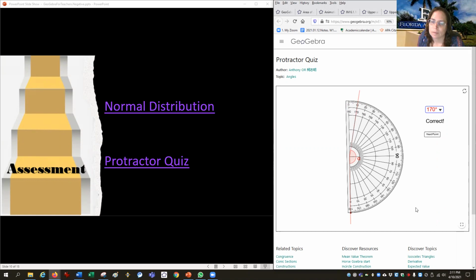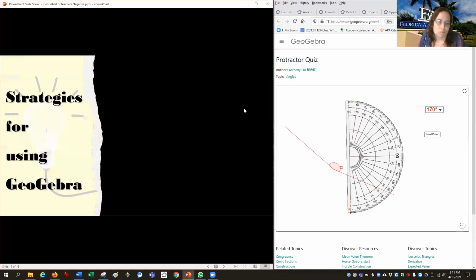And there we go. And then they can do another one. So, some other strategies for using GeoGebra applets.